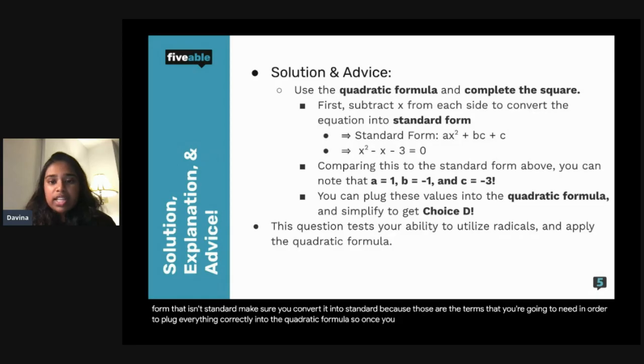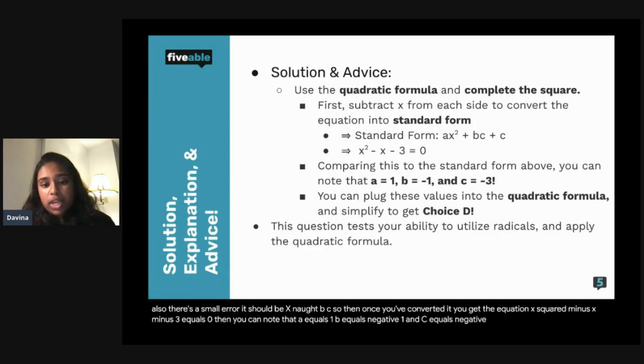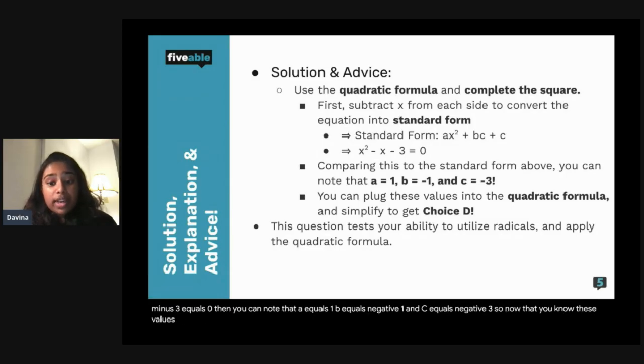So once you subtract x from each side and you have your standard form, which again, a small reminder, is ax squared plus bx plus c, where a and b are usually coefficients, and also there's a small error, it should be bx, not bc. Then once you've converted it, you get the equation x squared minus x minus 3 equals 0. Then you can note that a equals 1, b equals -1, and c equals -3. So now that you know these values, you can plug them into the quadratic formula and simplify to get choice D.